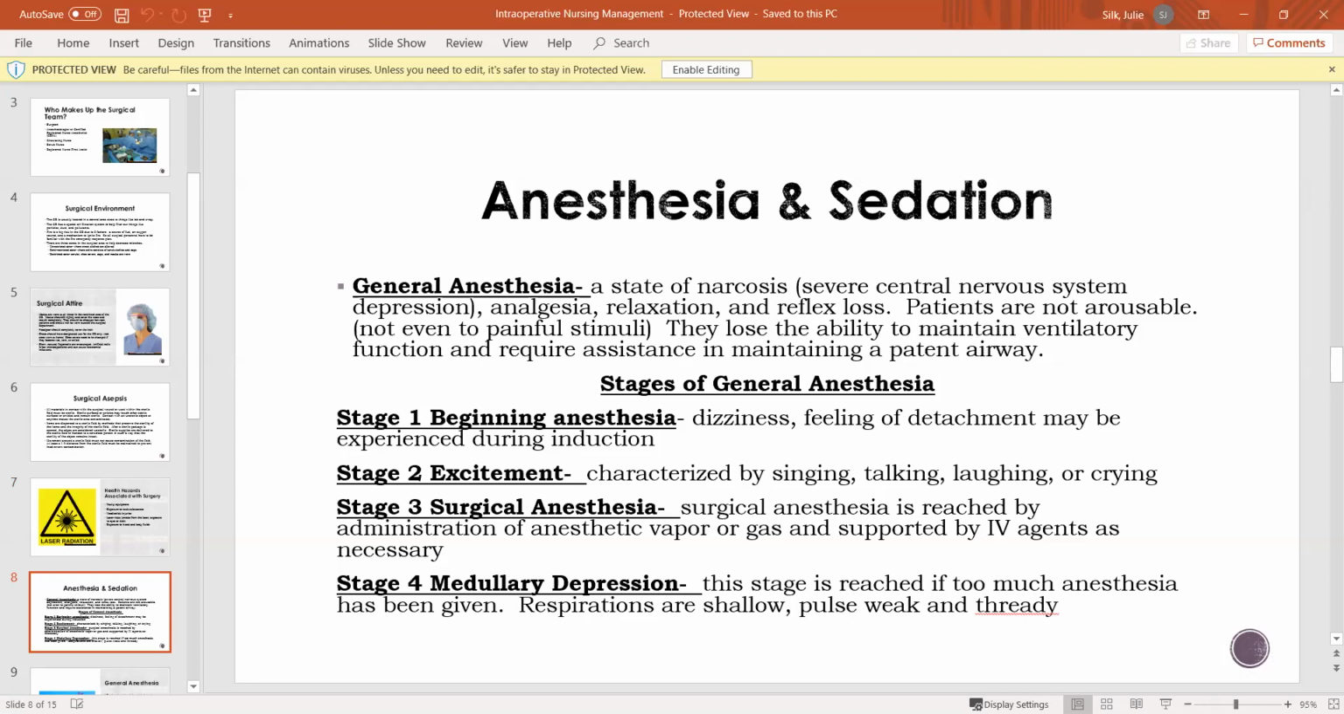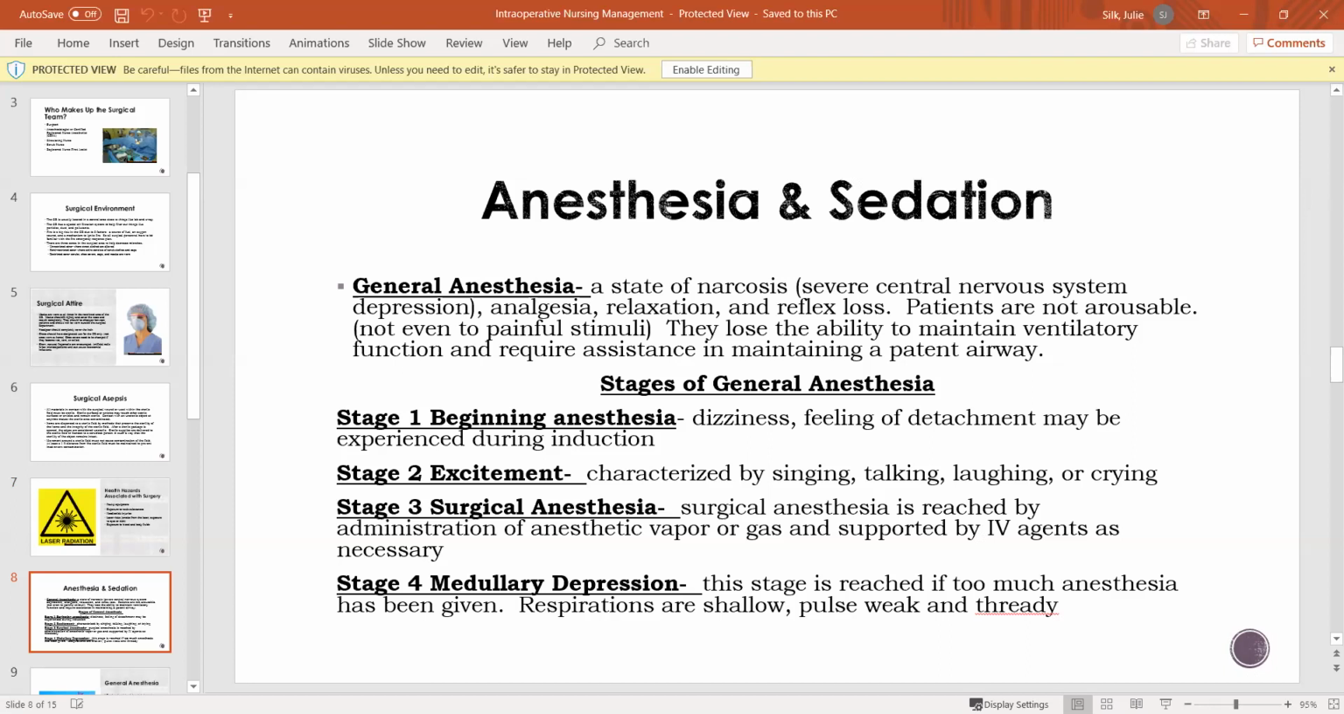Okay, so this first part, we're talking about general anesthesia. When you have general anesthesia, this means that you are in a state of narcosis. Everything is very depressed, so you are super relaxed. You don't have complaints of pain because you're so relaxed, and you actually have a loss of reflexes. So you are not able to arouse this person. No matter how much you shake them or shout at them, they're not going to arouse. And they don't even arouse to painful stimuli. If you started to pinch them or do a sternal rub, they wouldn't arouse.